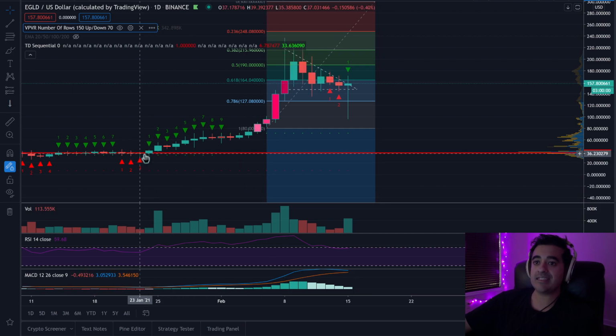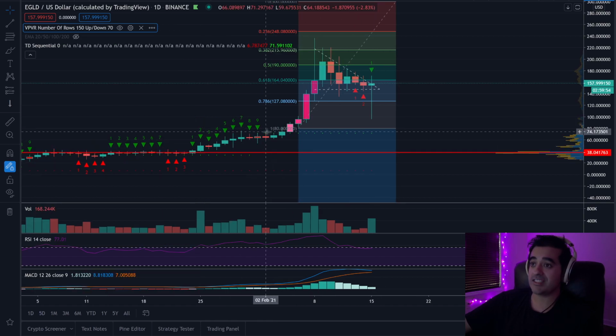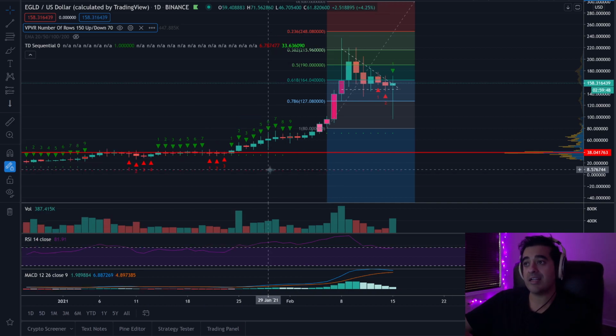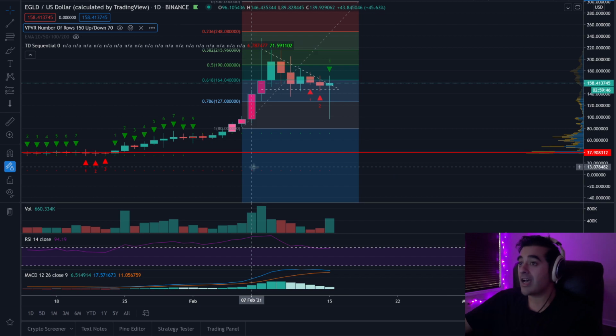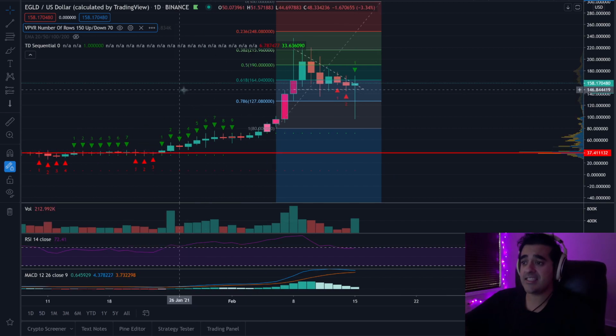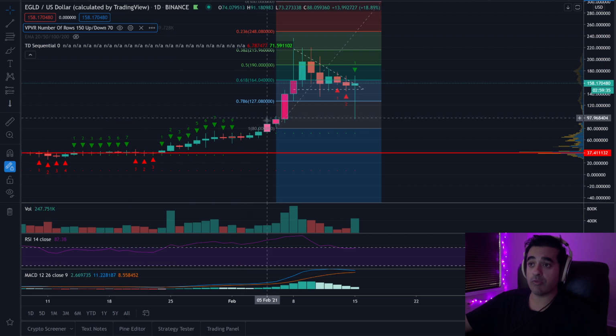So what I'd like to see is something like this where we have a green 1 all the way up to like a green 6. But you never really want to see a green 9. A green 9 means you're either going to trade sideways or you're going to go down. And if you keep going up after a green 9, it's over time quite accurate that you're going to see a correction. I've seen this work flawlessly in Bitcoin. I've seen it work in Ethereum, and I've seen it work in EGLD, and this is a great example of it.